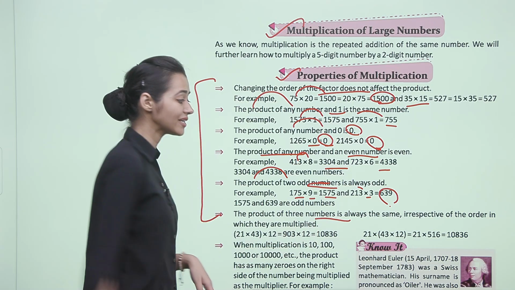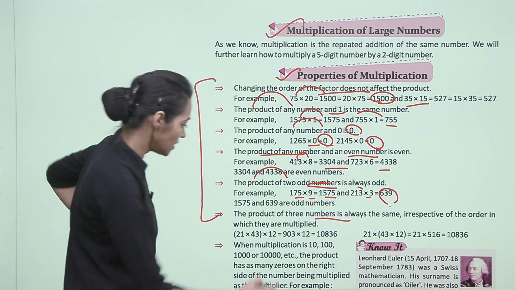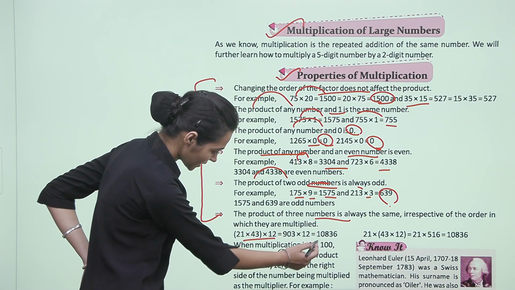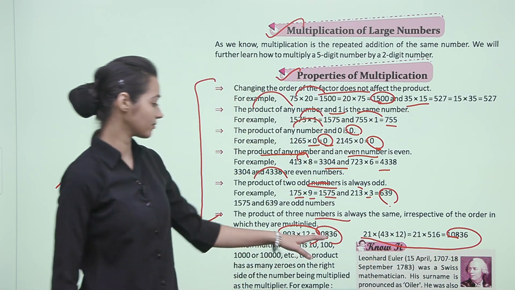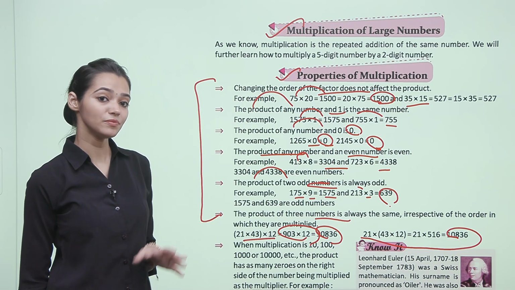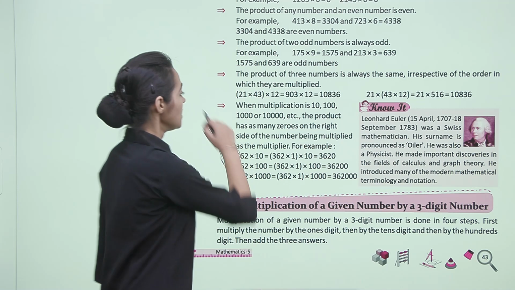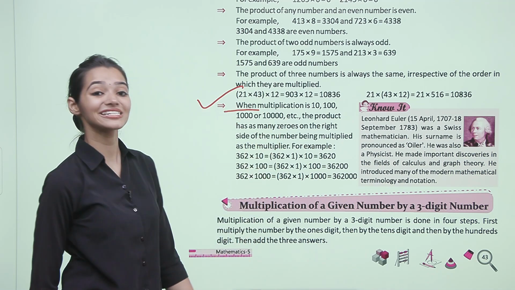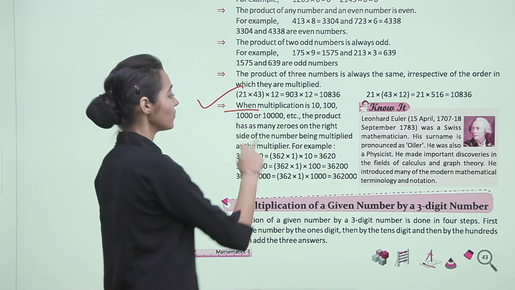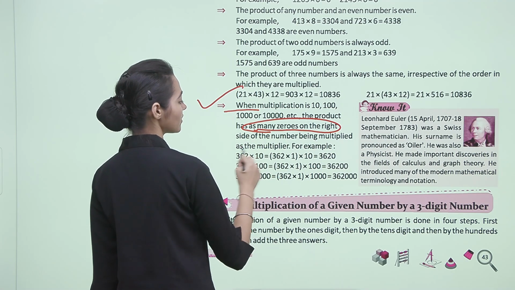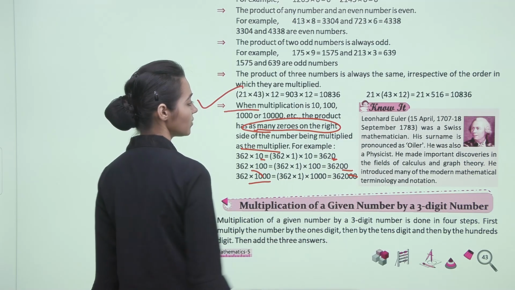Now the product of three numbers is always the same irrespective of the order in which they are multiplied. So here are the three numbers, again here are the three numbers, and when we multiply them the answer will remain same. It doesn't matter in what way you are multiplying them. Now next is when the multiplier is 10, 100, 1000 or 10,000, we will add as many zeros on the right side of the multiplicand. 1 zero, 2 zeros, 3 zeros in the product.